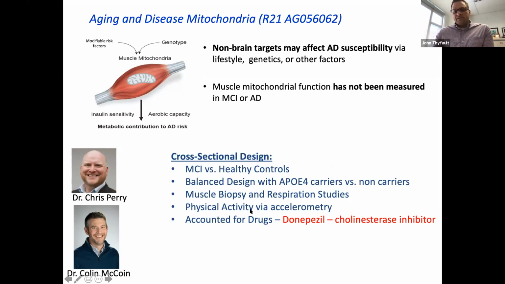We also measured physical activity via accelerometers because we wanted to make sure that any deficits that we may have seen weren't due to physical inactivity in one group versus the other. And then we accounted for what drugs these individuals were on. So a lot of people with early MCI get put on a drug called donepezil. There's other brand names, but they are cholinesterase inhibitors, and I'll get into the importance of that in a second. But we wondered, as I said earlier, if because people with early AD have reduced insulin sensitivity and aerobic capacity, if muscle mitochondria was playing a role.